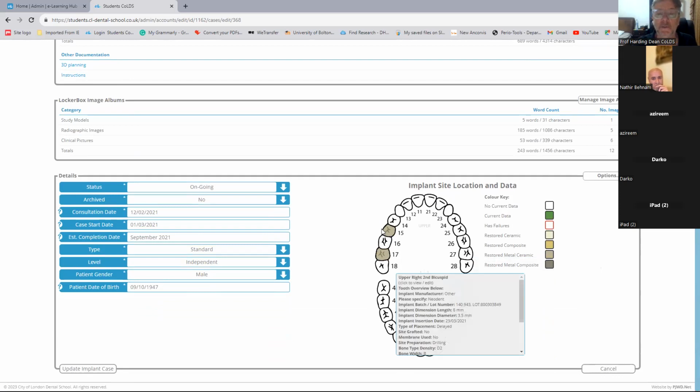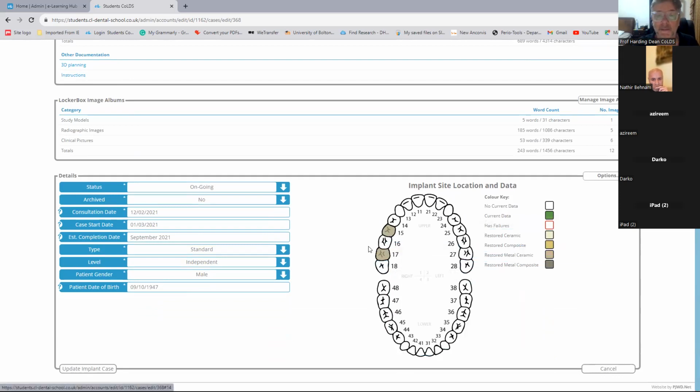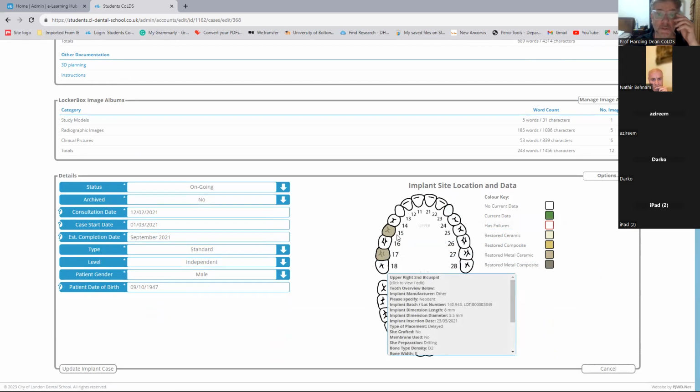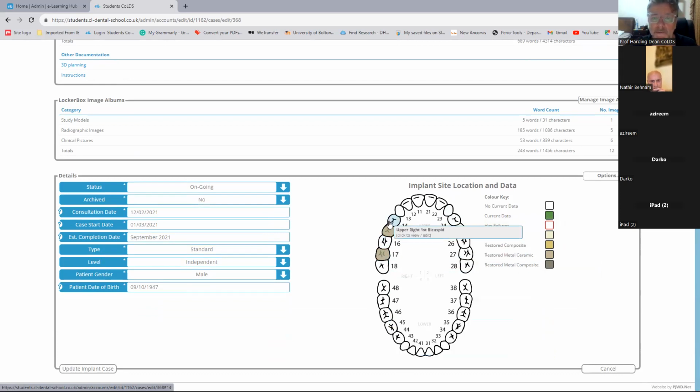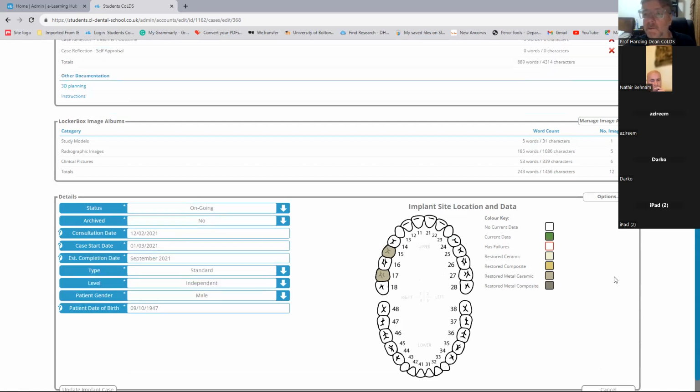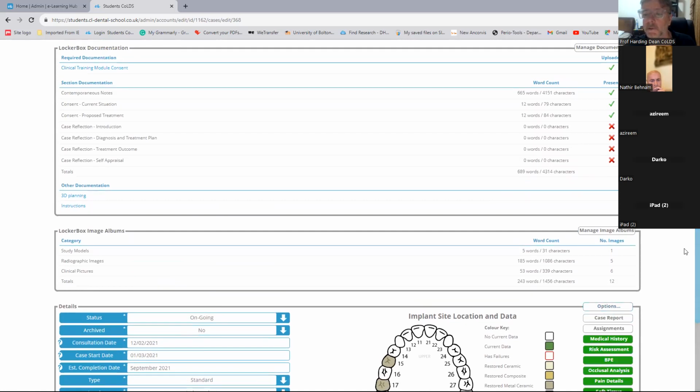Now, the last thing is we add the implant data on this chart. If I click on here, I can see all the information that you've entered on the implant. We'll look at a little bit closer detail on how that bit is done. So that's that done. You've filled in all of these bits, so that's all good. Let's go and look at the options you have.